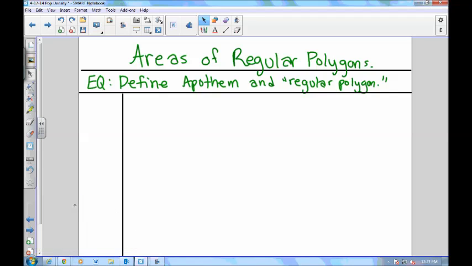Fun stuff in store for today. Areas of regular polygons is the title. The central question, which is more a statement than a question, is define apothem. Everyone say that word, apothem. Hey, who's heard that before? It does sound like a possum, huh?